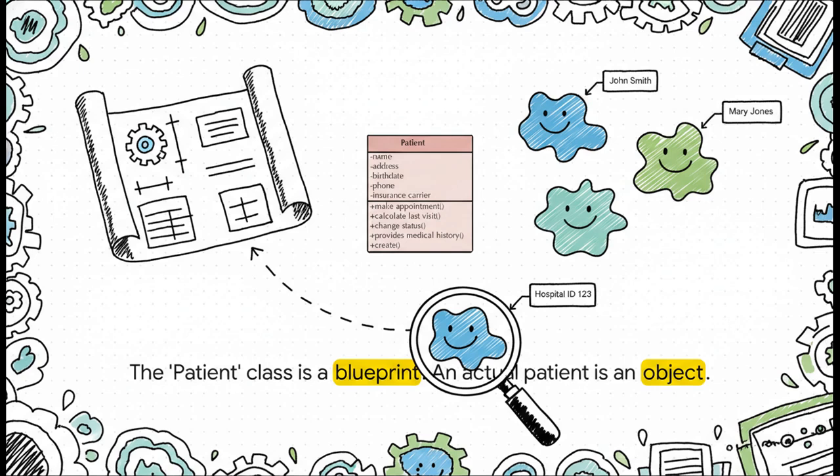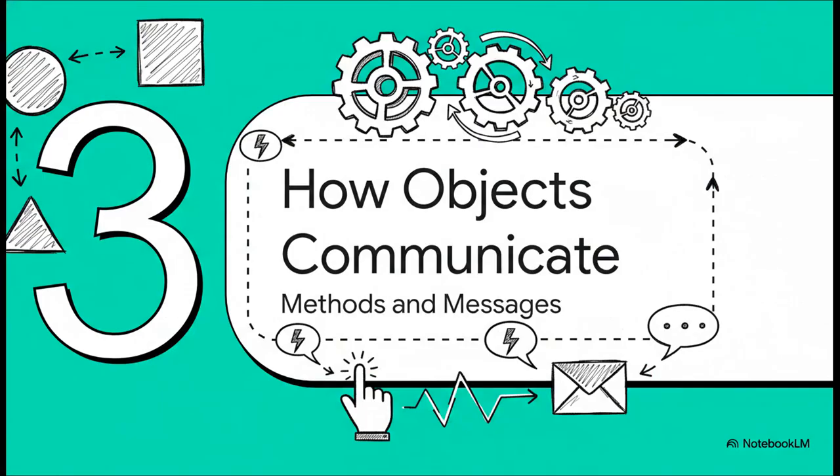And here's a more, let's say, official example. The patient class is the blueprint. It defines that all patients are going to have things like a name and an address. But an actual patient in the system, say John Smith, is an object created from that class with his own specific details.